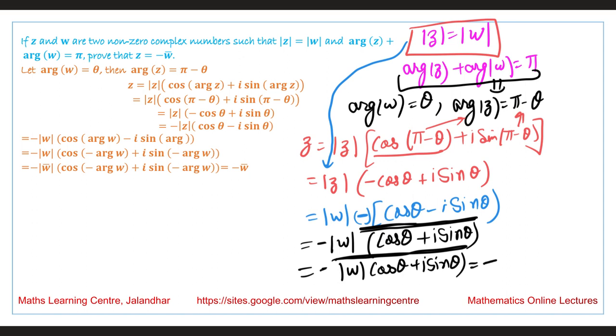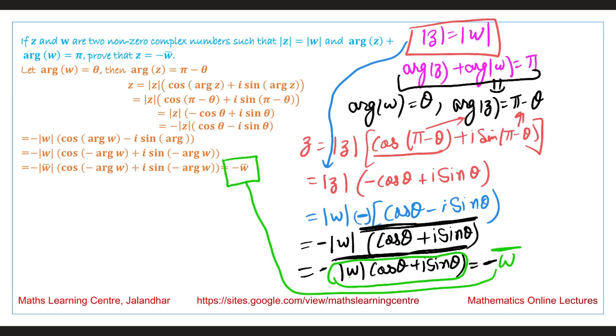So this is equal to, with the minus sign, mod of w cos of theta plus iota sin theta. What is the value of this term? This is basically the value of the conjugate of w, and this is the result that we had to prove, that this is equal to minus conjugate of w.